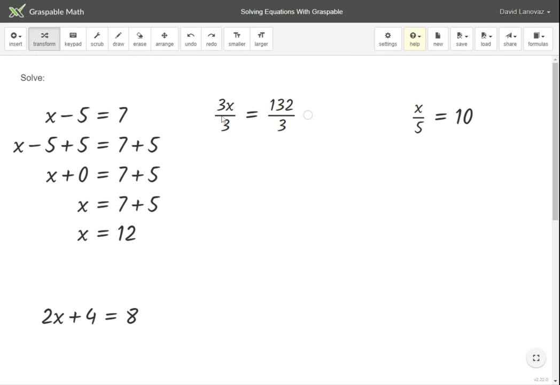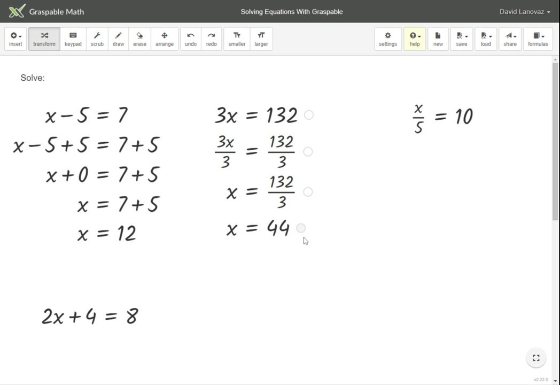And again, we're going to simplify that process. So we did 3 divided by 3. I just clicked on the 3 in the denominator. Same thing here. Click on the 3 in the denominator, and it tells us x equals 44. And again, you can see your steps here. So you can look back and say, all right, we divided by 3 on both sides, and then we simplified the left side and the right side, and we got an answer of 44.